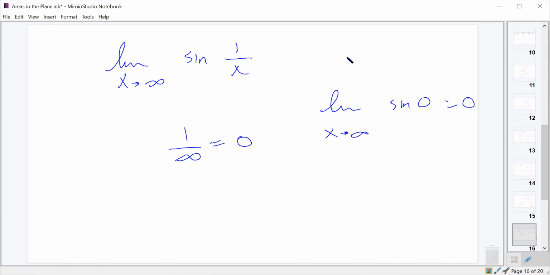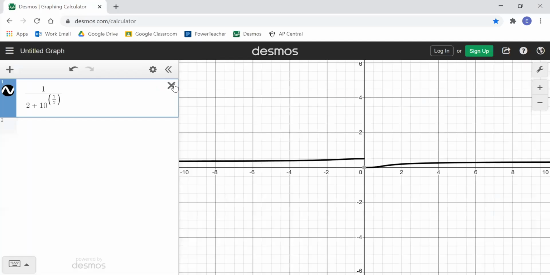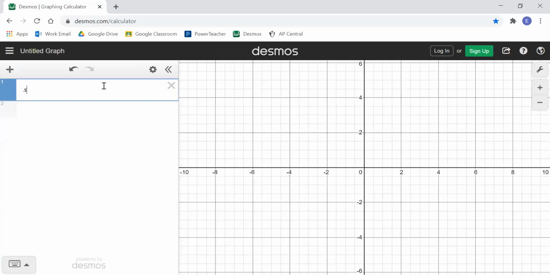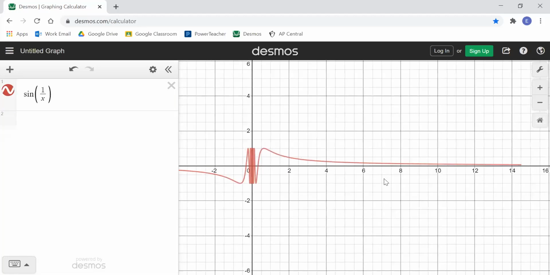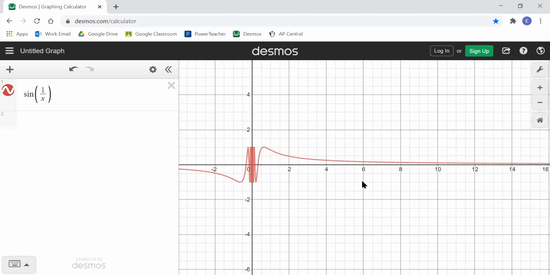Okay, got it. Thanks. And if we look, we can look at the graph of sine of 1/x. We might have looked at this graph at some point, but you can see as we go towards infinity, it's approaching a horizontal asymptote there.